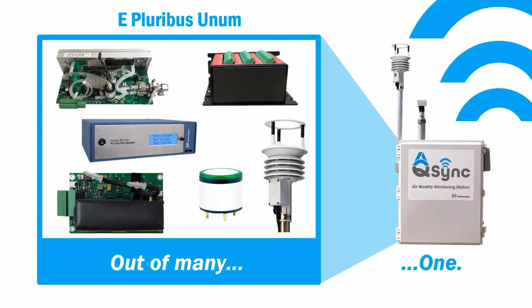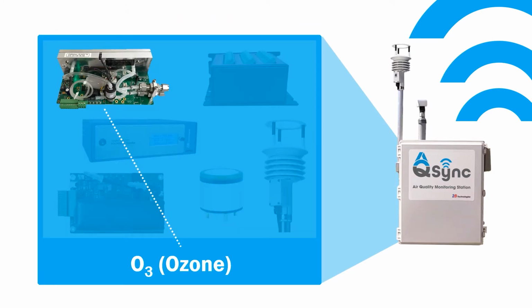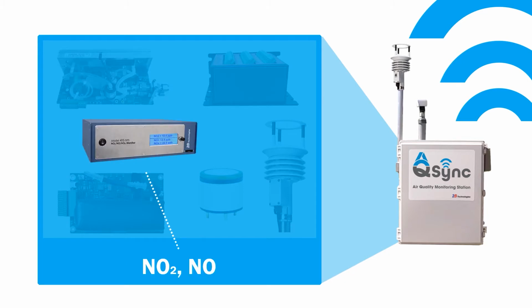Out of many, one. Let's briefly go over the components we chose for the AQSync. Ozone is measured using a 2B Tech FEM ozone monitor and uses the fundamental principle of UV light absorption. Nitrogen dioxide is measured using a 2B Tech FEM direct measurement of NO2 by absorbance. Nitric oxide is measured by converting NO to NO2, and the converted NO2 is measured by direct absorbance.